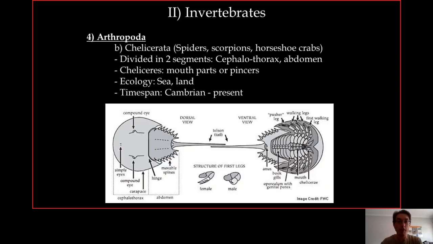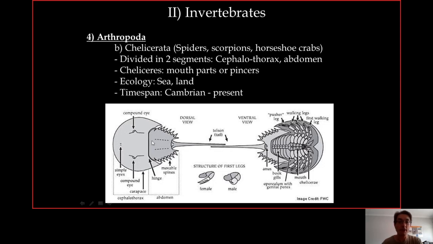Another group of interesting arthropods is the chelicerates, or Chelicerata, where you find your spiders, scorpions, and the very fun and weird horseshoe crab. That's a horseshoe crab. You've probably never seen that before. It's a very funny type of arthropod, but it's a typical chelicerate.